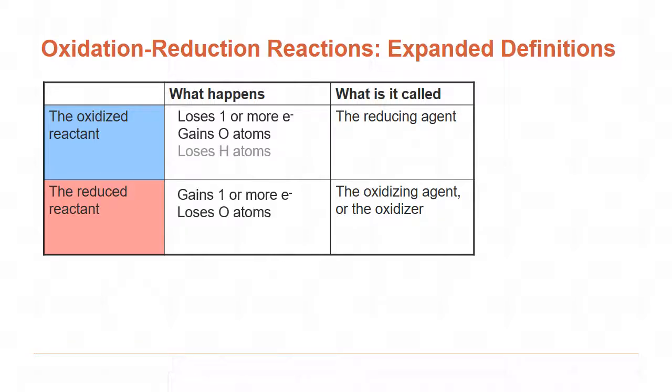At the same time, evidence of reduction is that a reactant loses oxygen atoms, meaning it's bonded to fewer oxygen atoms on the product side than on the reactant side. And again, one we won't encounter in general chemistry, but you will in organic chemistry: when a reactant gains hydrogen atoms will be evidence of reduction.